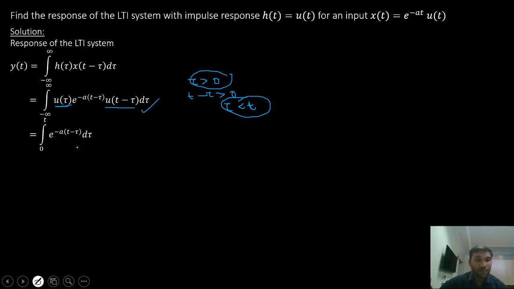Before that, I can reduce this equation, right? I will make this into two terms, e power minus at and e power a tau. Now e power minus at is independent of the integration variable tau, so it is a constant. So I can take e power minus at outside, and what is left? Integral 0 to t e power a tau d tau, right? This is what is left.